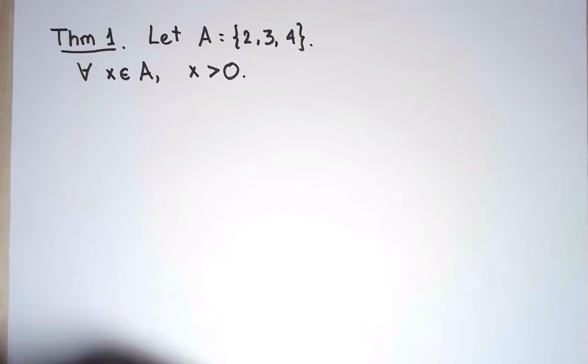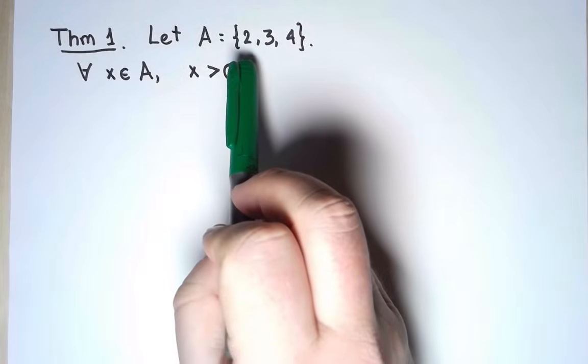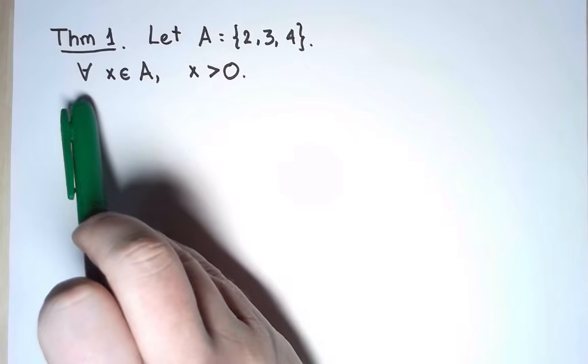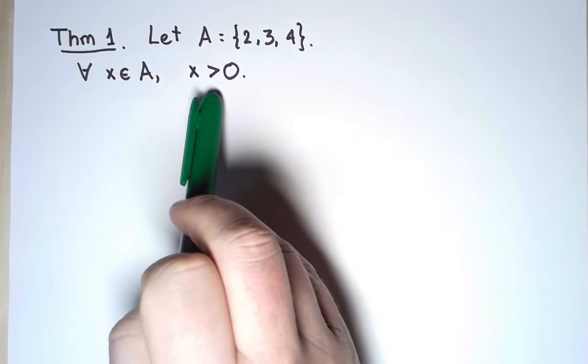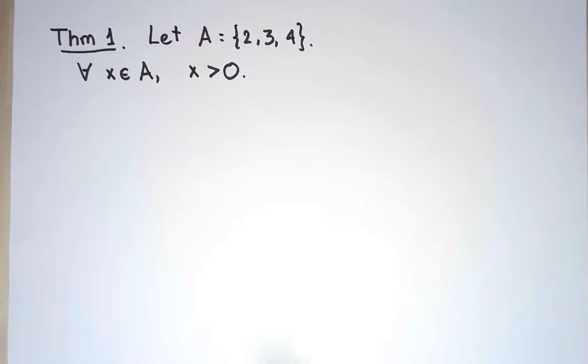Here's my first theorem. I'm going to call A the set with elements 2, 3, and 4, and I claim that for every x in A, x is positive. Okay, as I said earlier, this is obviously true. This is not something we would normally bother to write a proof of. But I want to nevertheless write a proof of something as basic as this, so we can observe the structure of the proof and then use it later in a more complex proof that has for all.